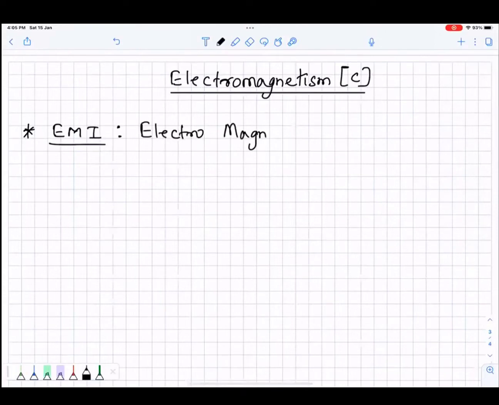Electromagnetic induction. Should we write all of this down? You want, I will send you the PDF otherwise. You want, you can write also, whatever is convenient.